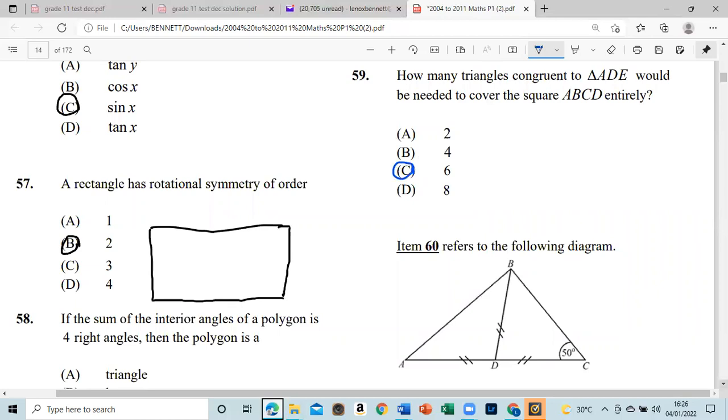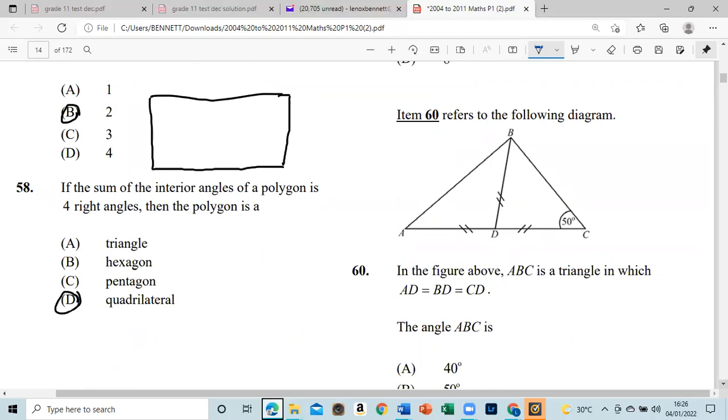All right, and for the next one now, in the figure above, ABCD is a triangle with AB equal to BD. So that's the equilateral, and CD equal. No, hold on. No, this is 150. Why don't I get that one? This is 50. That's 100. So, right, to say that it's 80.